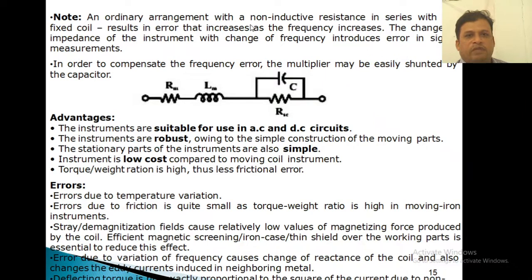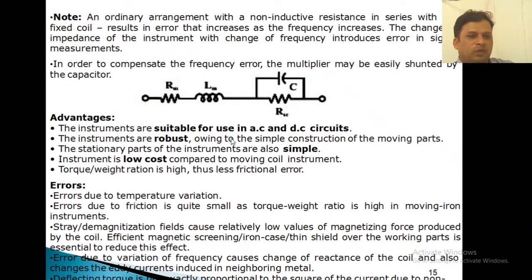If the frequency is changed, a frequency error is introduced, and to compensate it, the multiplier may be easily shunted by a capacitor. So you can additionally add one capacitor across the series resistance, so that there will not be any frequency error occurring.